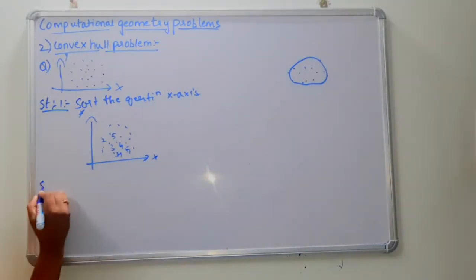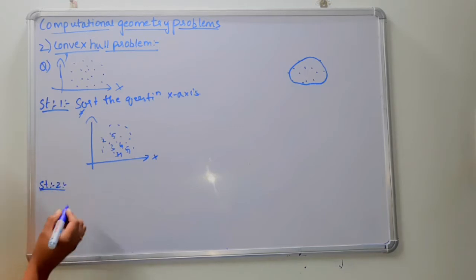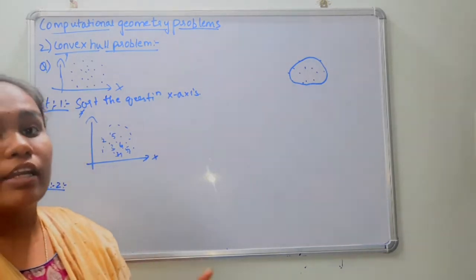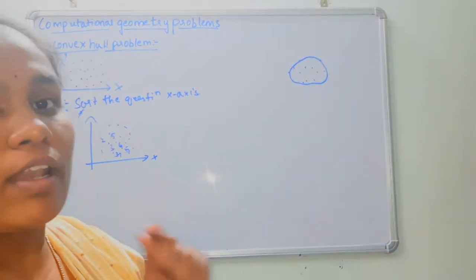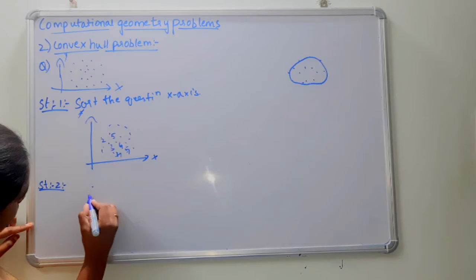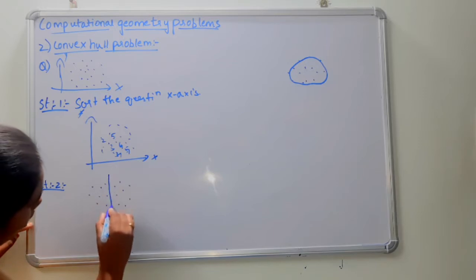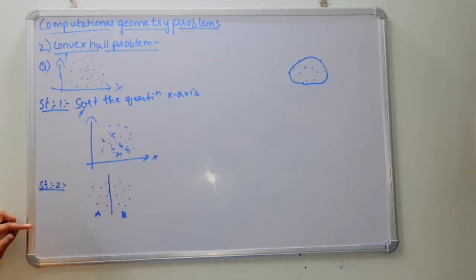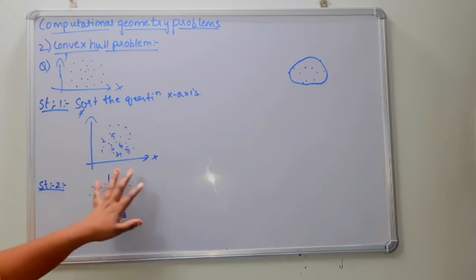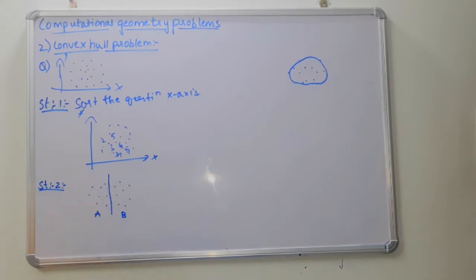And the second step is we have to divide the given points into two sets, set A and set B. Suppose these are the points. We divide these points as set A and these points as set B. And in step 3, we have to find the convex hull. What is meant by the convex hull? We have to form the polygon surrounding these points.